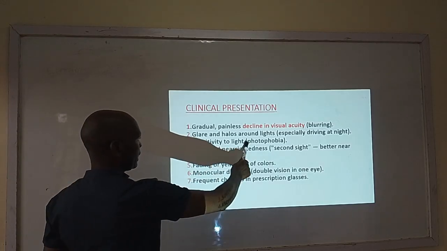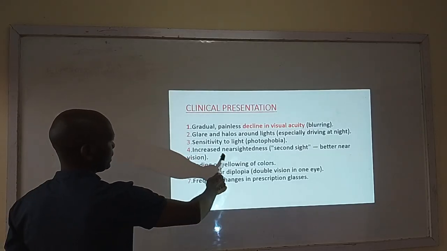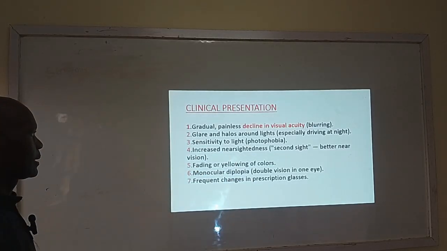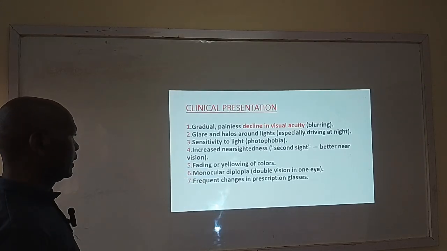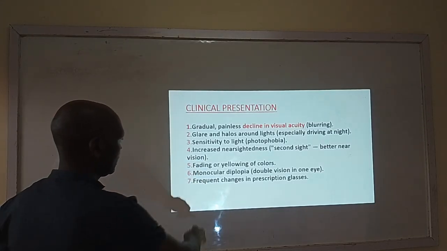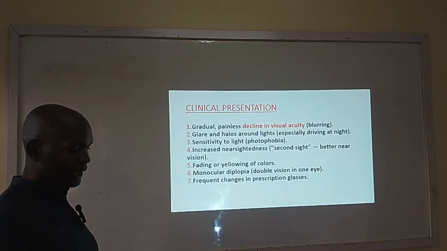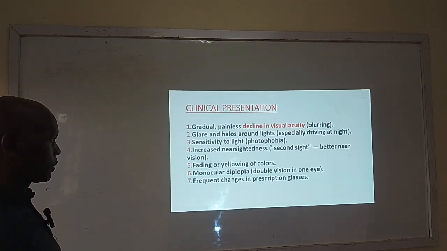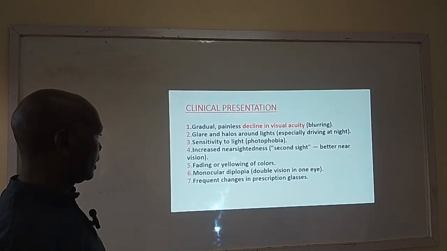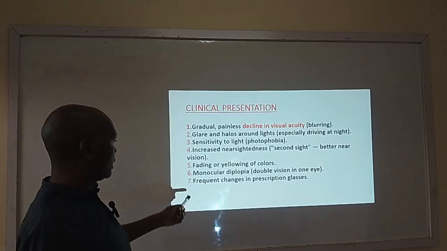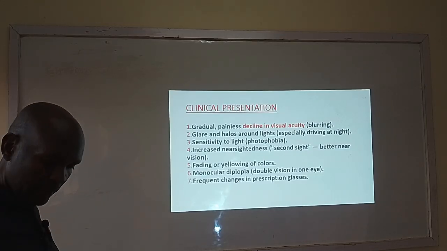People are photophobic. People have what we refer to as increased nearsightedness. And then people can also present with fading or yellowing of colors, monocular diplopia, and frequent changes in prescription of glasses as well. Those who use spectacles, you better check frequently, because this is one of the possible presentations of cataracts.